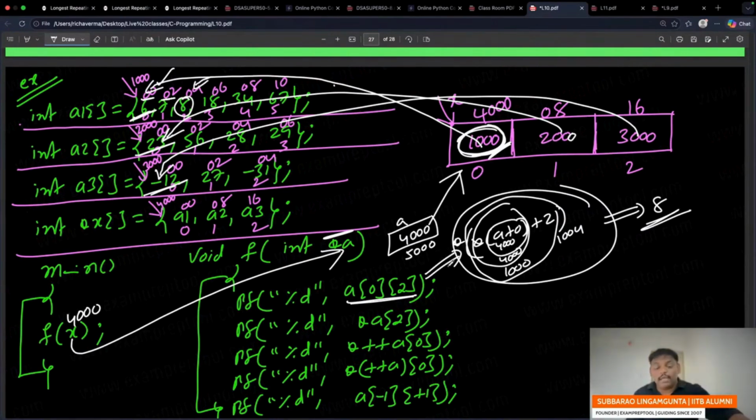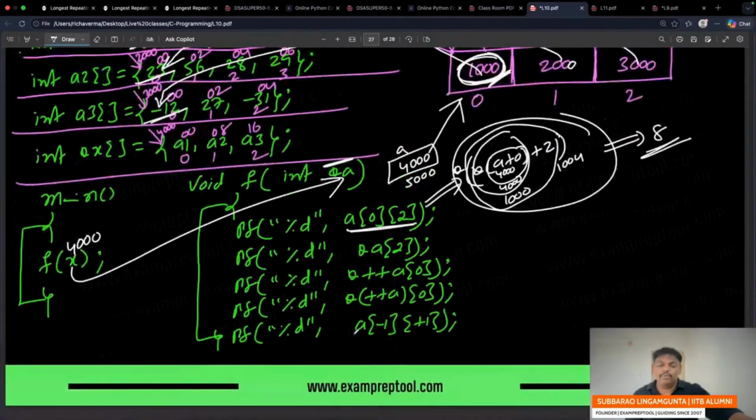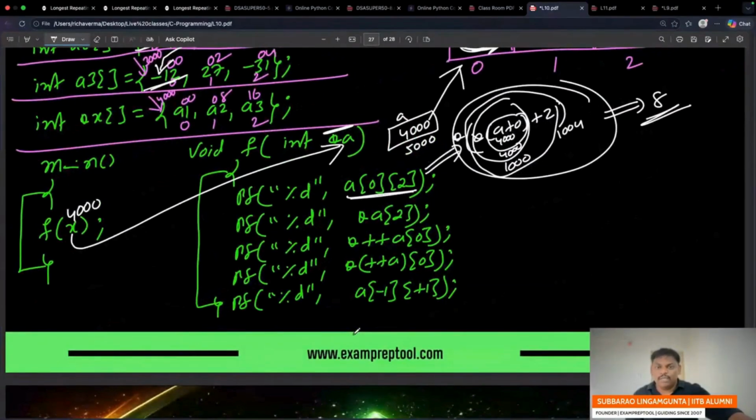Understand carefully, A is not a 2D array. A is a pointer variable. Please try to understand, he trapped you in many ways. He just sent the X address. When an array is going, the base address is going, received by a pointer variable. That's it. His size is 8 bytes.